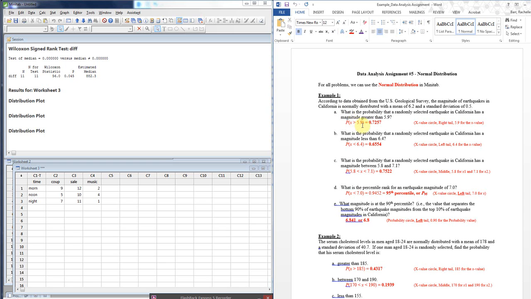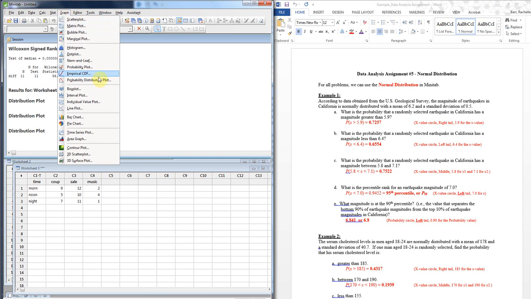So I'm looking at 5.9 or greater, and I'm going to put this into my normal probability calculation. I'm going to use the probability distribution plot a lot in this video because it's the one I prefer. There are other ways to do this, but I like it because it produces a picture and you can check and double check what you've got based on your picture.